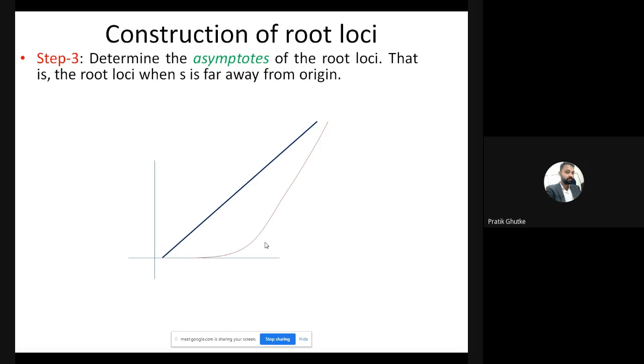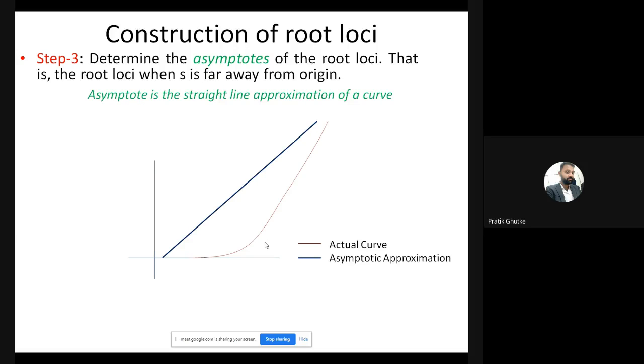So determine the asymptotes of the root loci, that is, the root loci far away from the origin. I have the formula to calculate asymptotes. The number of asymptotes equals P minus Z. P is the number of poles present in your system, and Z is the number of zeros. So P minus Z is your number of asymptotes. An asymptote is a straight line approached by the curve.